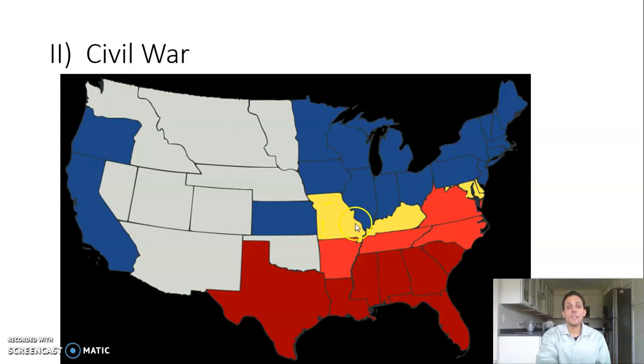Now, the states in yellow are highlighted because these are the border states. What makes them unique is that the border states have slavery, but they remain in the Union. And I think this is an interesting and important dynamic to the Civil War. It's not just free states against slave states. You do have some slave states that remain in the Union, and so this adds another, more complicated element to the Civil War.